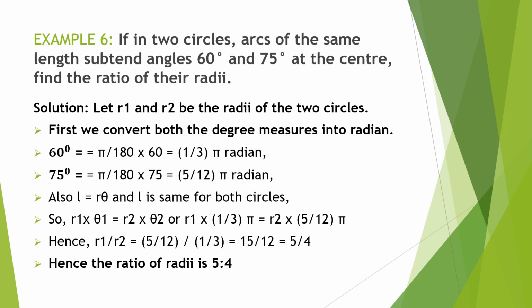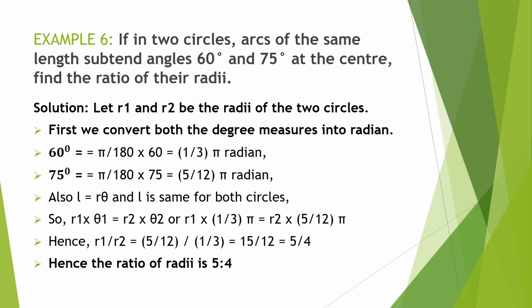Example 6. If in two circles arcs of the same length subtend angles 60 degree and 75 degree at the center, find the ratio of their radii. So what is given to us is two circles and the length of the arc is same, means L is same. What are the different angles? 60 degree and 75 degree. So we have to find the corresponding ratio of the radii R1 and R2. Let R1 and R2 be the radii of the two circles.